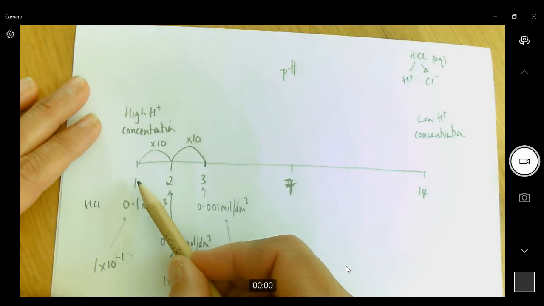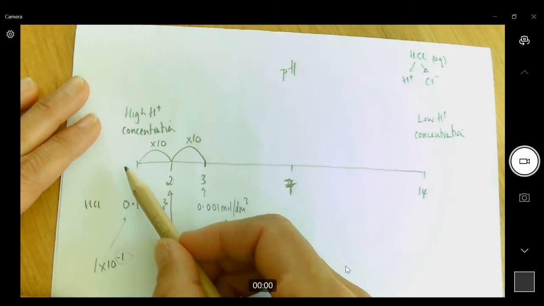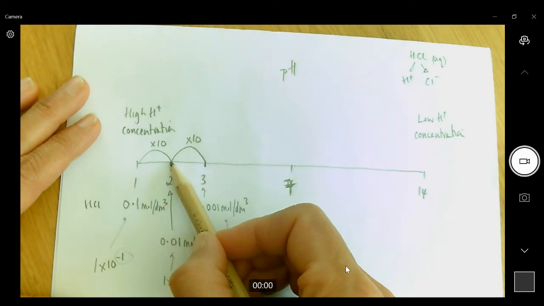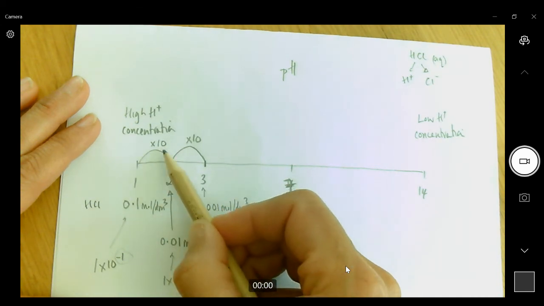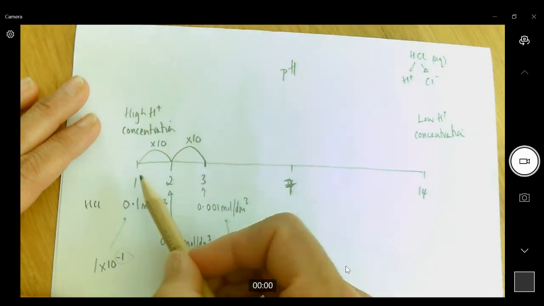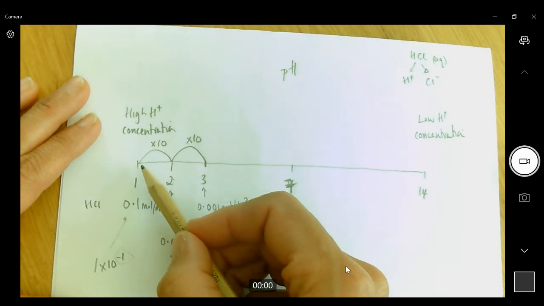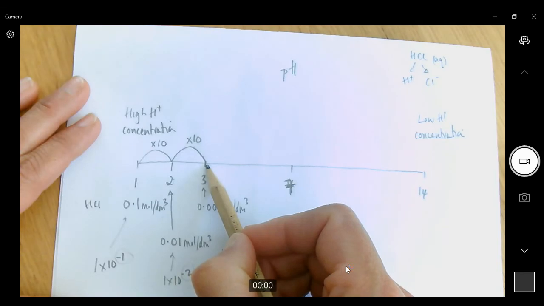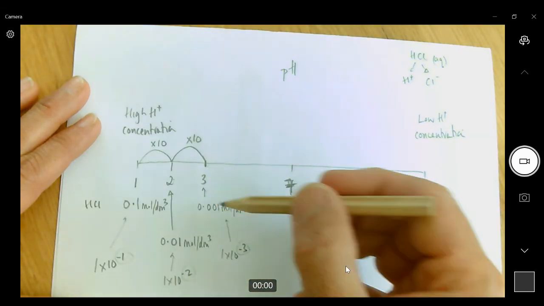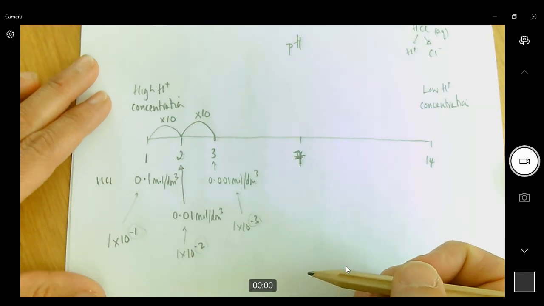What's important is that one unit change in pH is a factor of 10 change in the concentration of hydrogen ions. So if I want to make it less acidic, I need to dilute it by a factor of 10 each time. If I change from pH 1 to pH 3, I need to dilute it by a factor of 100, 10 times 10, to get to here. And that continues all the way up. And this is called a logarithmic scale.